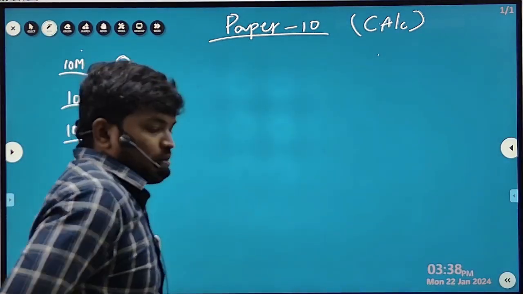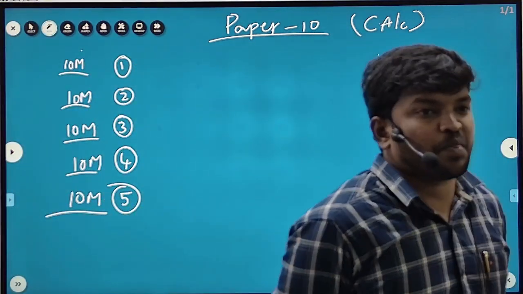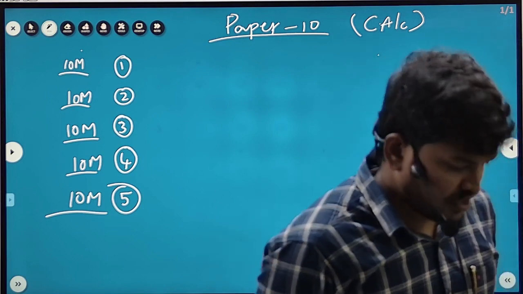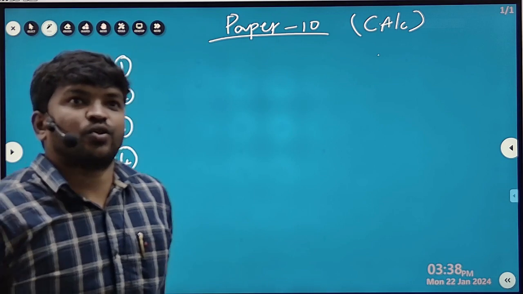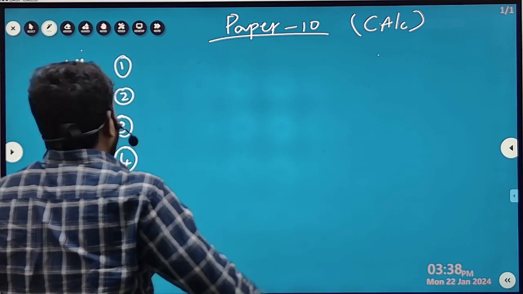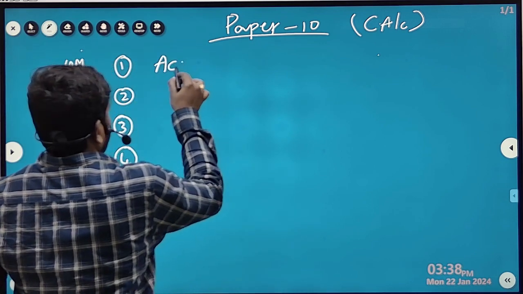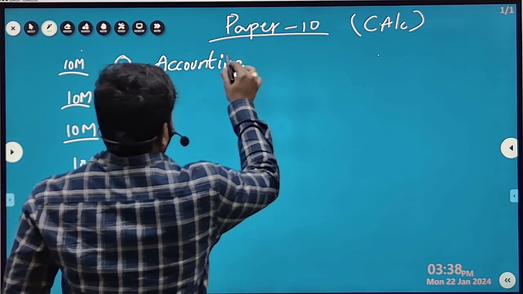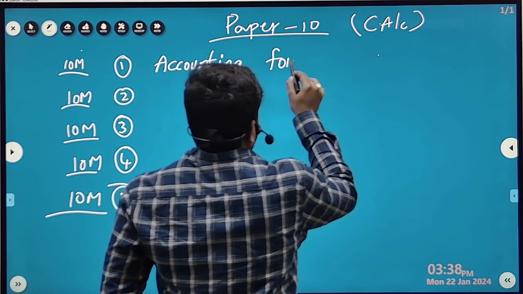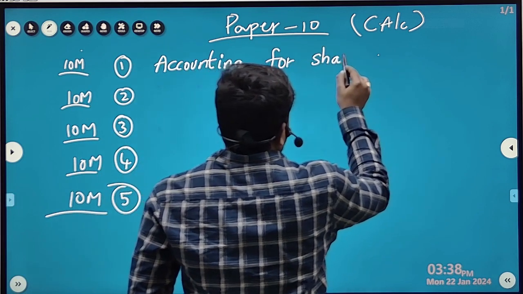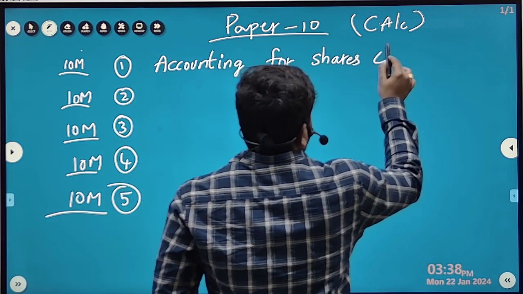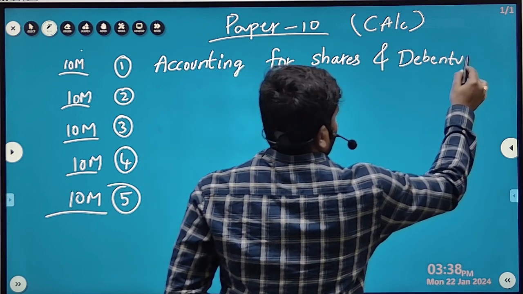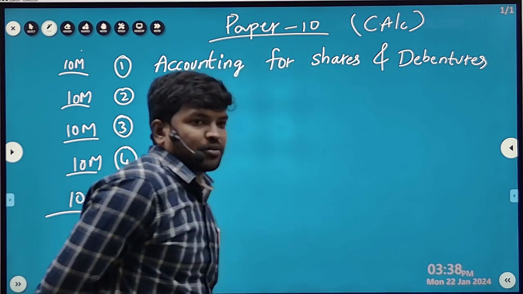What is the first chapter? The accounting for shares and debentures. Yes, very good. Who is this? Ruchita, yeah. Accounting for shares and debentures. This is the first chapter.